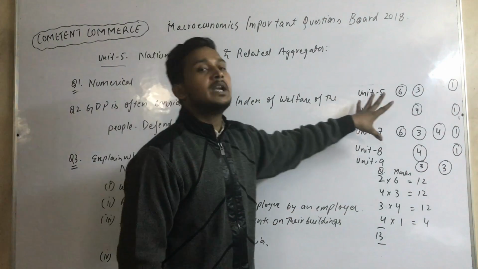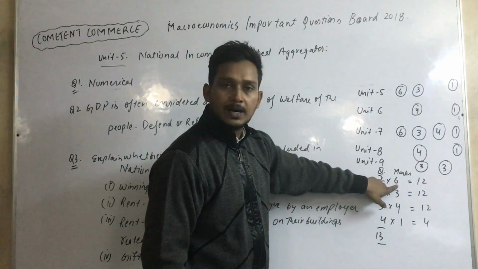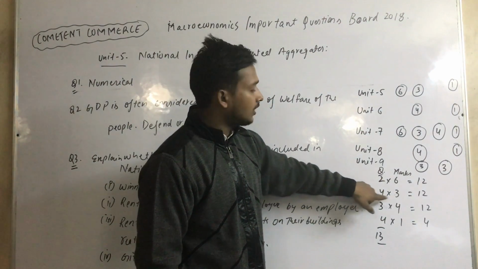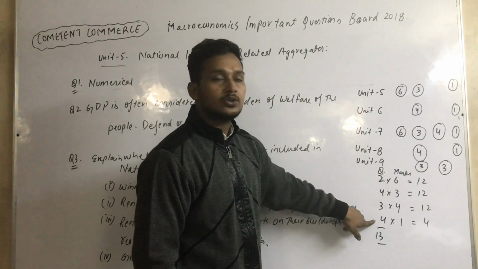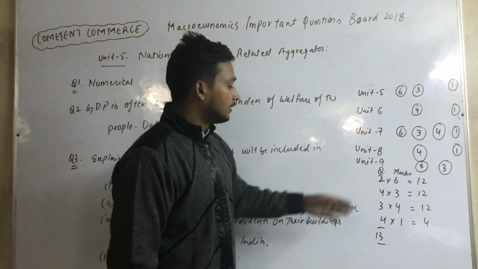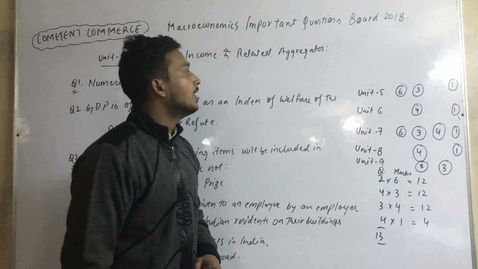Now come to the blueprint of macroeconomics 2018. There will be 2 questions of 6 marks each, 4 questions of 3 marks each, 3 questions of 4 marks each and 4 questions of 1 mark each. Thus there will be in total 13 questions for the macroeconomics board exam 2018.